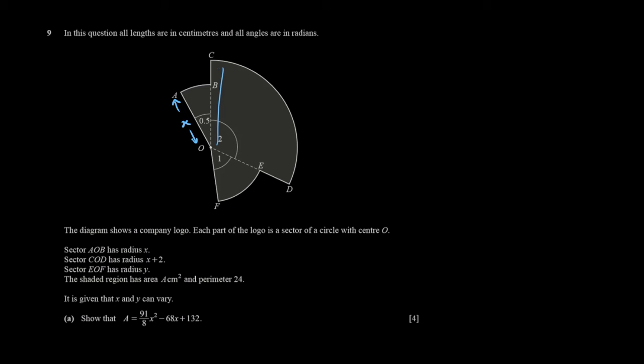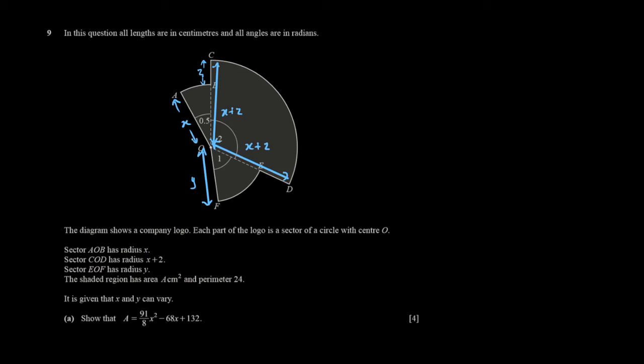Okay, so that means that this length here is 2 from there to there. And this length here is x plus 2. So let's just draw that on. And that also means that this length here is also x plus 2. Okay, so let's just draw that on. So x plus 2. And EOF has a radius of y. So that length there has got a radius of y. Okay. All right. The shaded region has area A and perimeter 24.